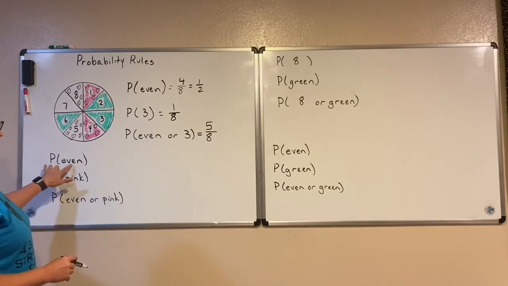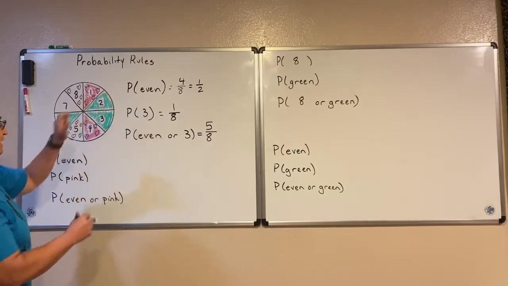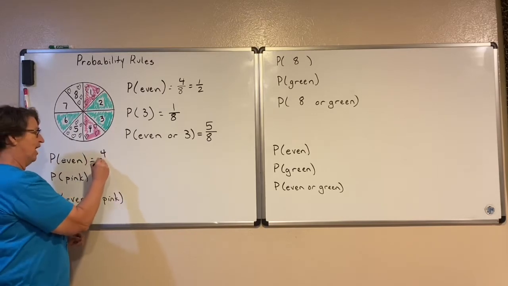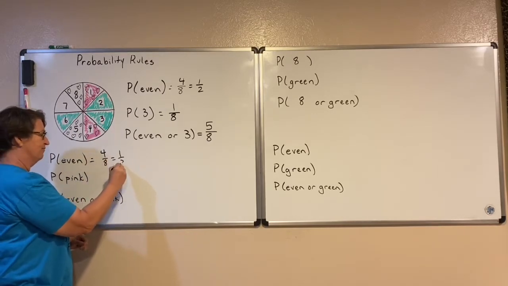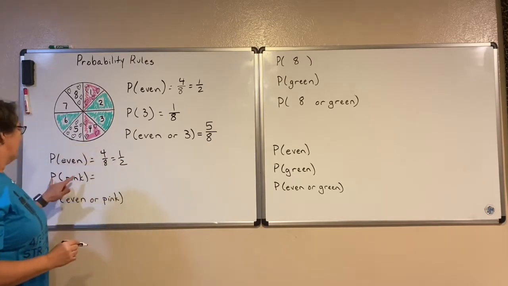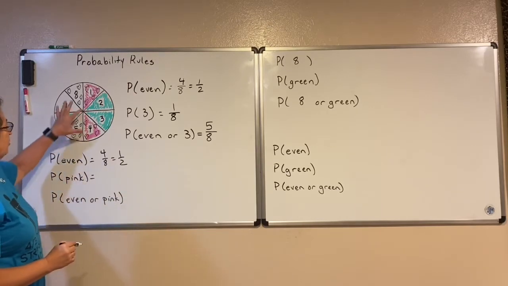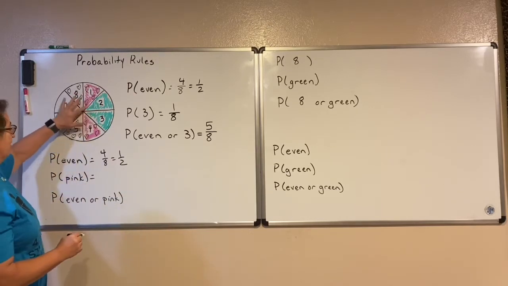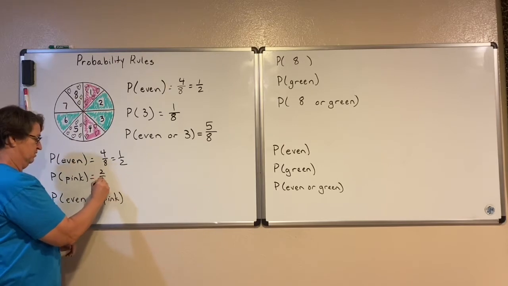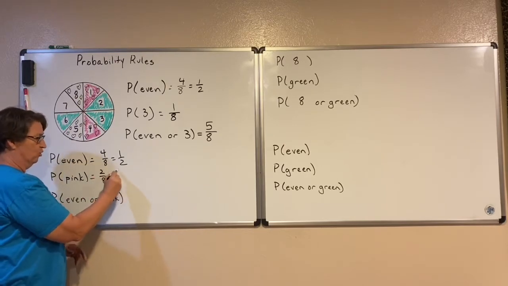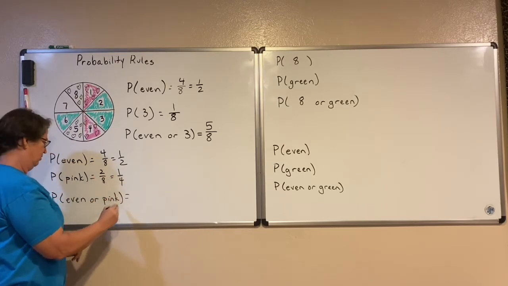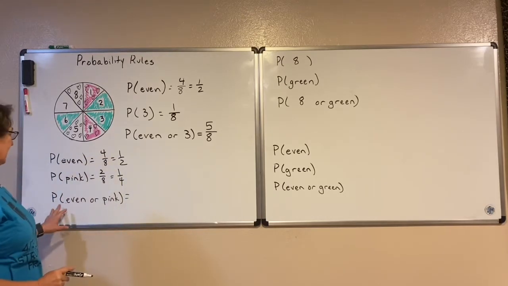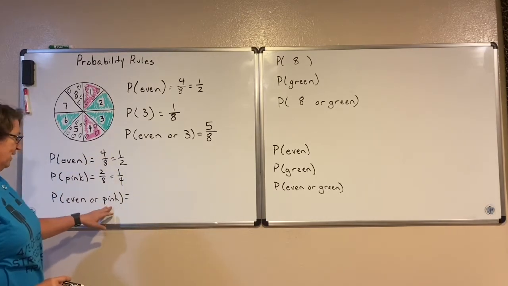Now let's look at the probability of even. Oh, we did that before. It was 4 out of 8, or 1/2. Then we found the probability of pink. Well, there are 2 out of the 8, or 1/4. What's the probability that I get an even or a pink?